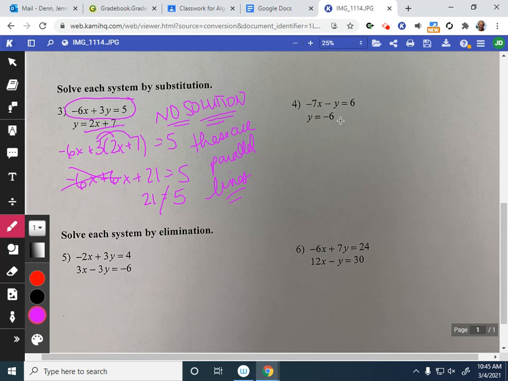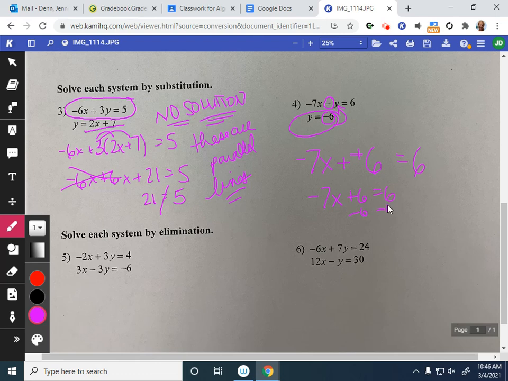Okay, number 4 is substitution. So let's plug in that into here. Be careful of our negatives. -7x minus -6 equals 6. See how that happened? This is a minus, but I'm plugging in a negative. That means I have minus -6. It turns into plus 6. So -7x, plus 6 equals 6.